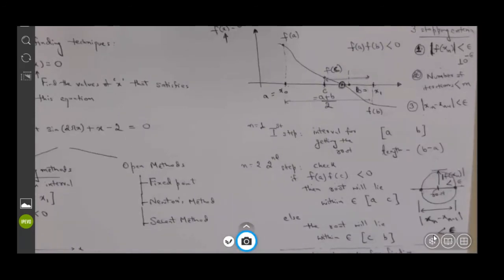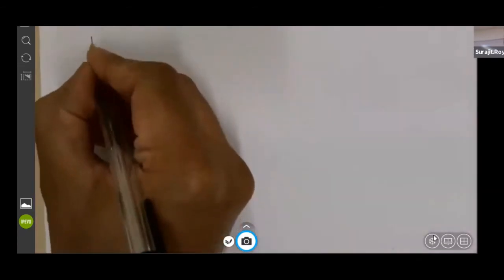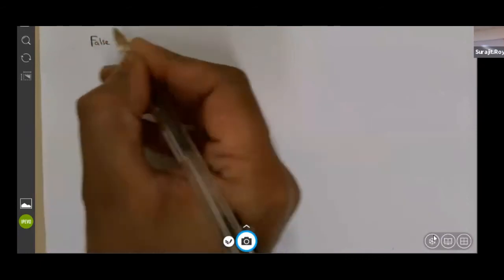Any questions so far? So you guys are good with the bisection method, right? Yes. So now we are going to see another bracketing method, which is regula falsi, the false position method. So what happens in the false position method? It is another class of bracketing method.